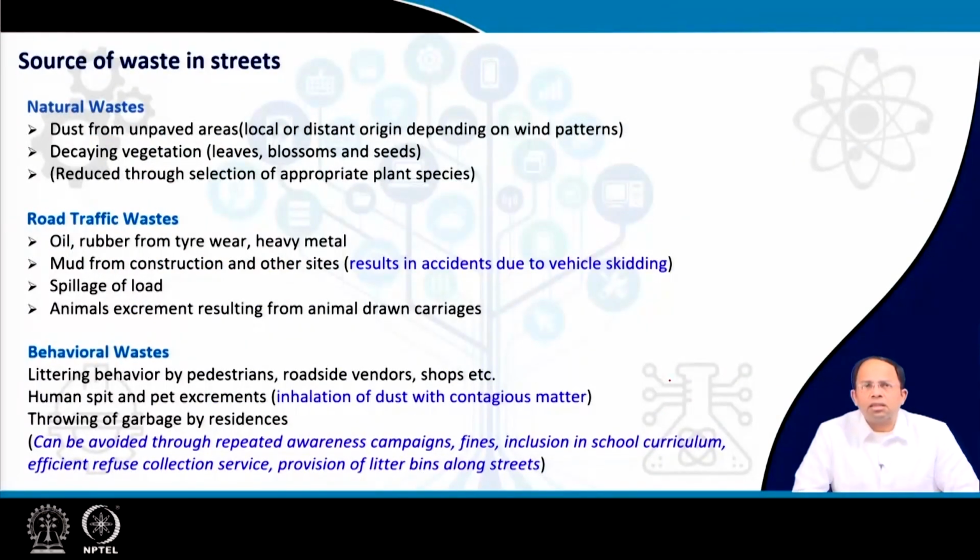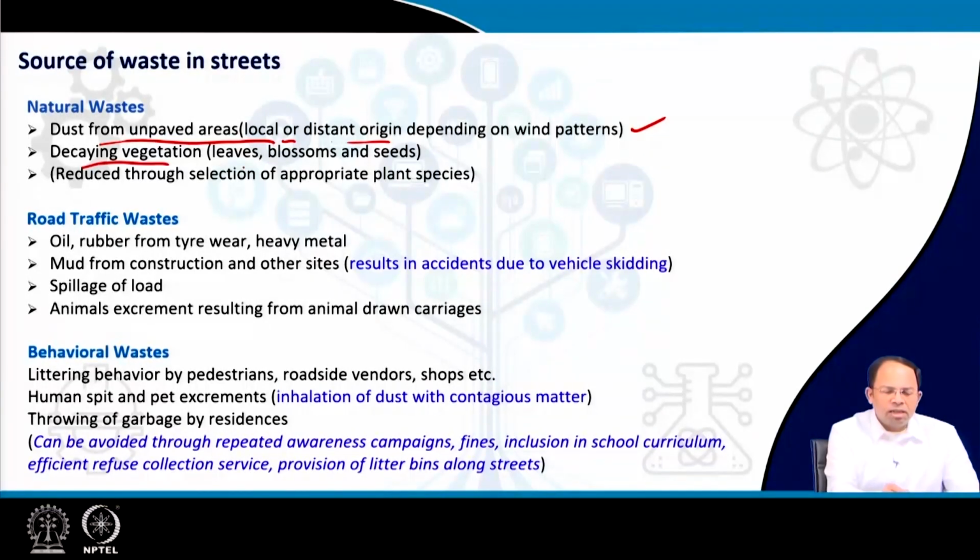Now, where is the waste coming from, the waste that is coming into streets? So one part is of course natural waste, which is dust from unpaved areas. But in Indian areas, even though some cities are very well paved, still we find a lot of dust. The reason is the wind pattern, the surrounding land use, the nature of soil or how arid it is. The dust that we find in a particular area is from both local as well as distant origin. That means it may originate far away, but because of wind it is blown into the city. So that's where the first source of natural waste comes from.